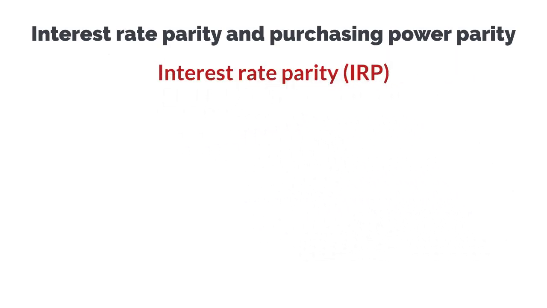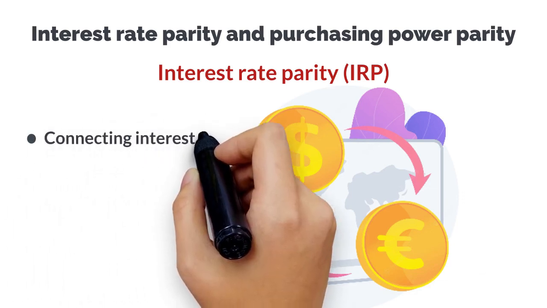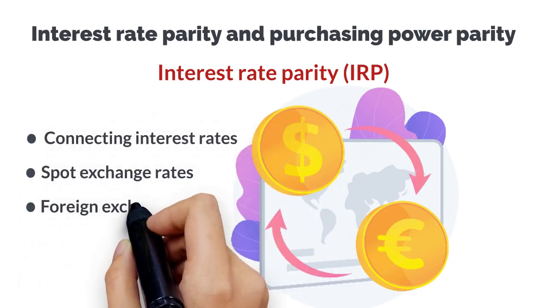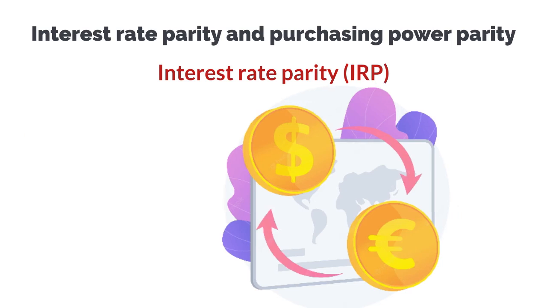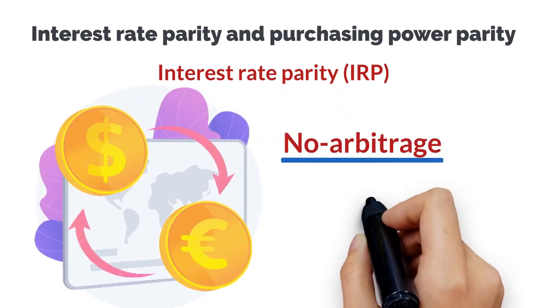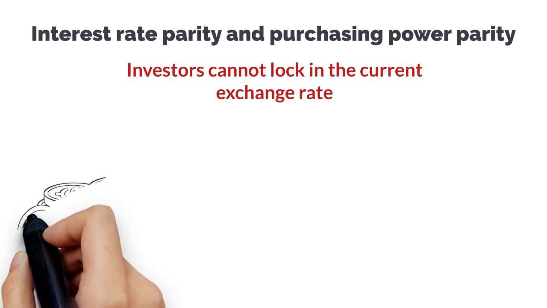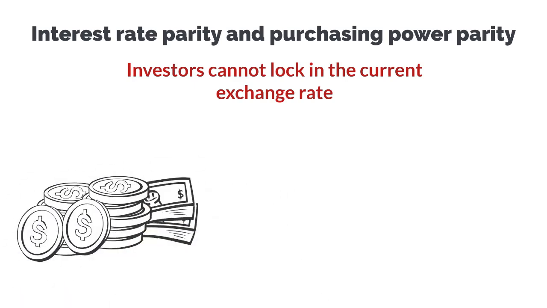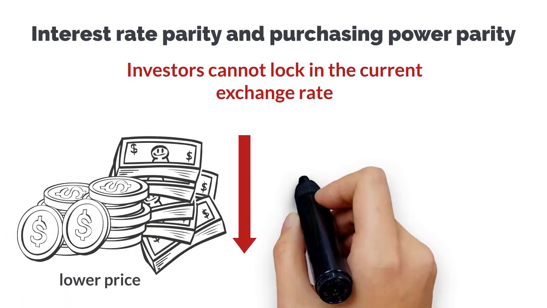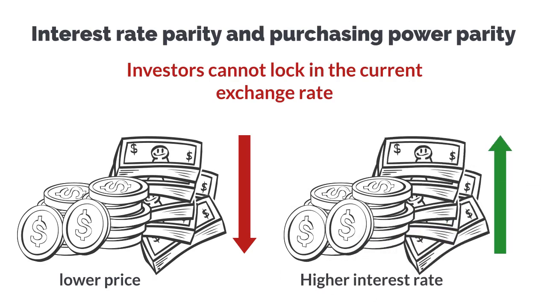Interest rate parity, IRP, plays an essential role in foreign exchange markets by connecting interest rates, spot exchange rates, and foreign exchange rates. IRP is the concept of no arbitrage in the foreign exchange markets, the simultaneous purchase and sale of an asset to profit from a difference in the price. Investors cannot lock in the current exchange rate for one currency for a lower price and then purchase another currency from a country offering a higher interest rate.